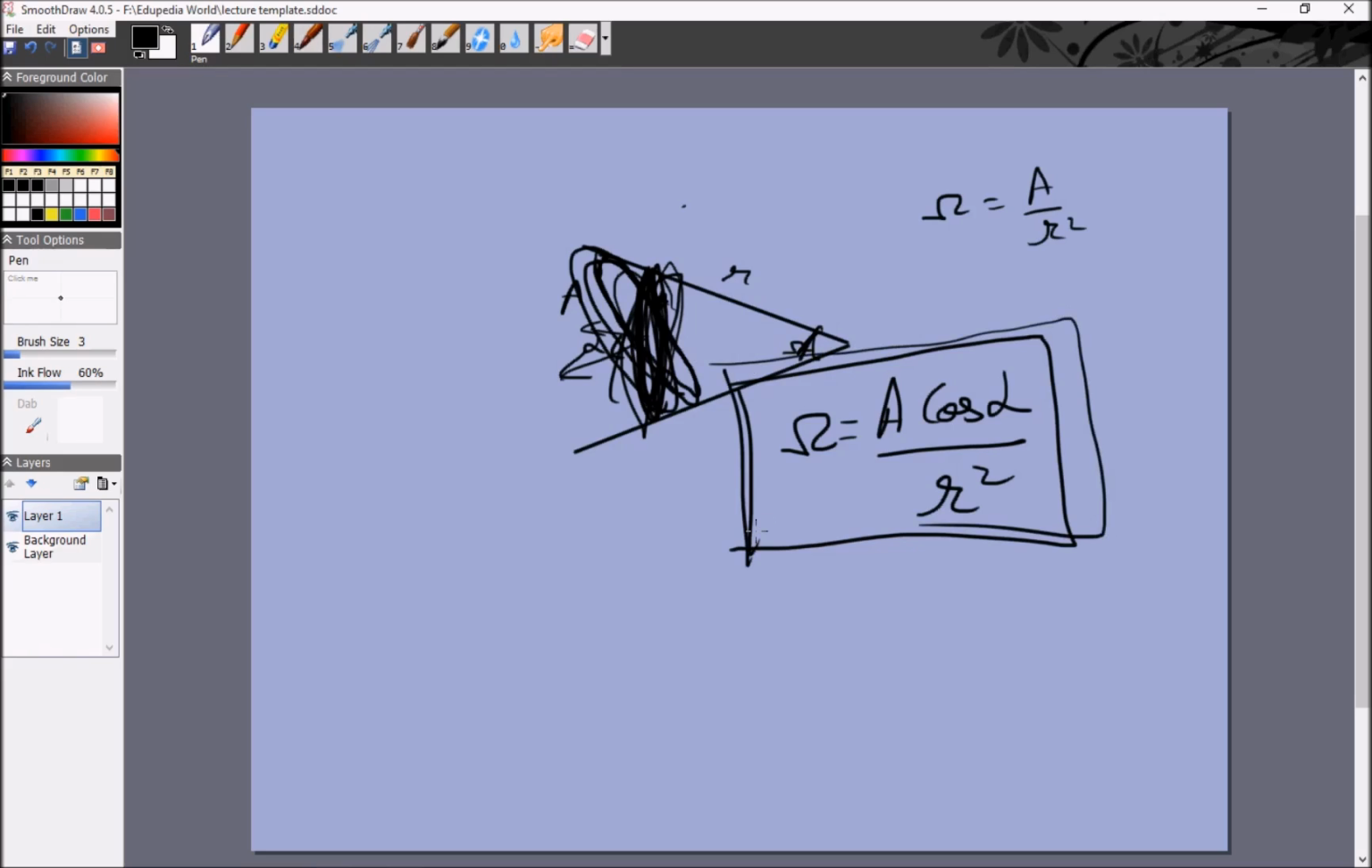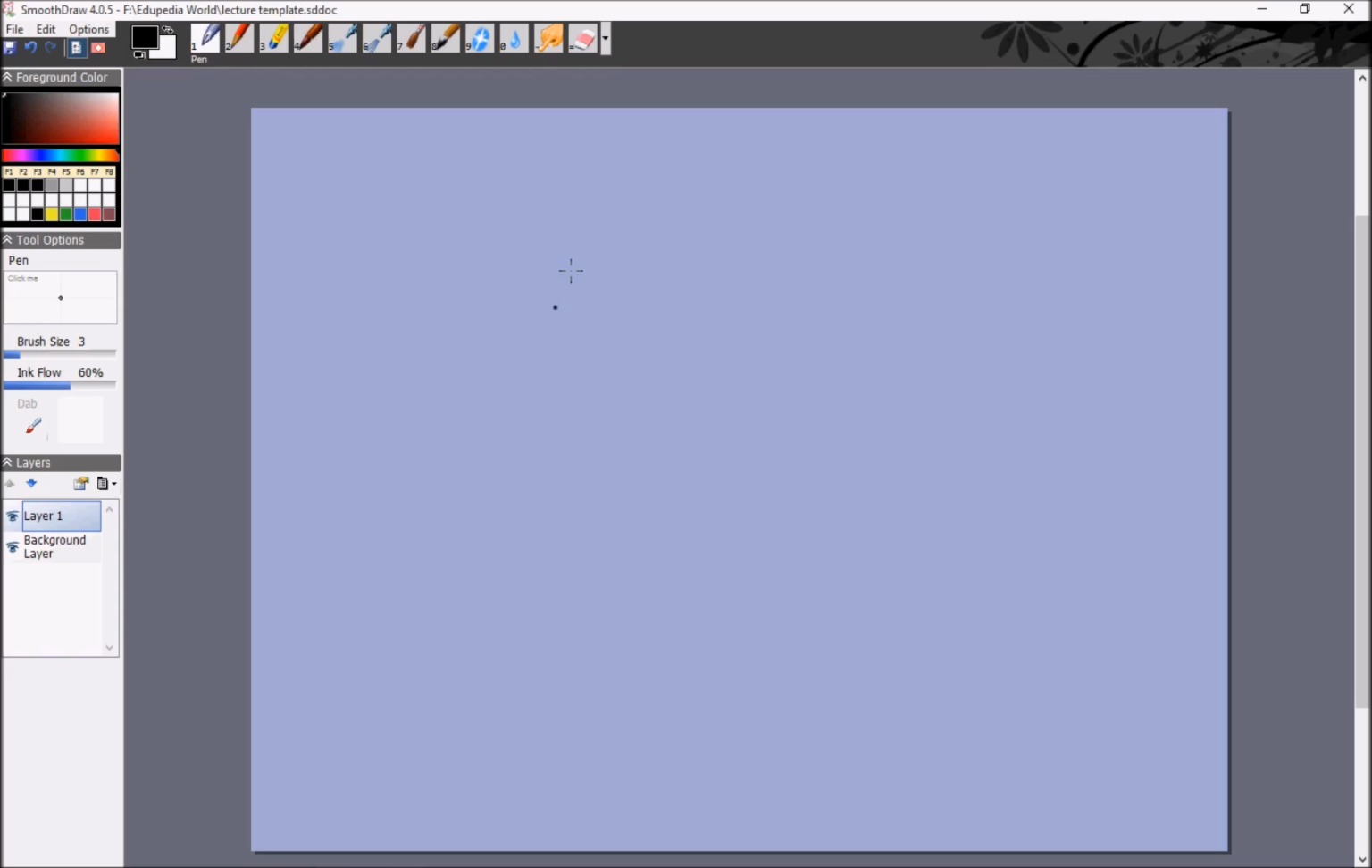Let's move on to Gauss law now. First I'll write the complete statement of Gauss law, and then we'll focus on the individual parts because the details matter in this a lot.